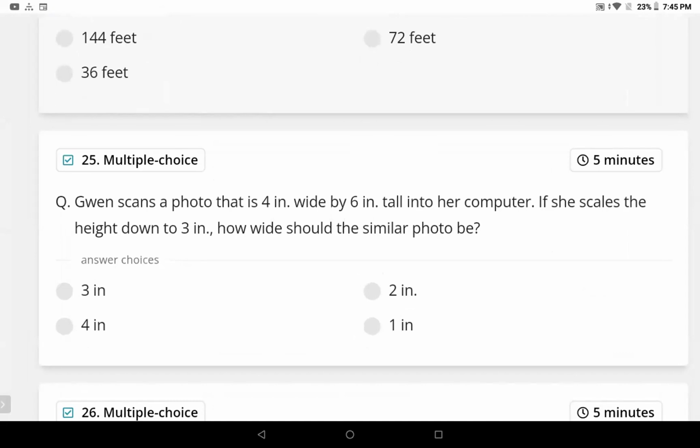Next question goes to Inaya. Please read question number 25 onwards. Yes, ma'am. Gwen scans a photo that is 4 inches wide by 6 inches tall into her computer. If she scales the height down to 3 inches, how wide should the similar photo be? Ma'am, 2 inches.